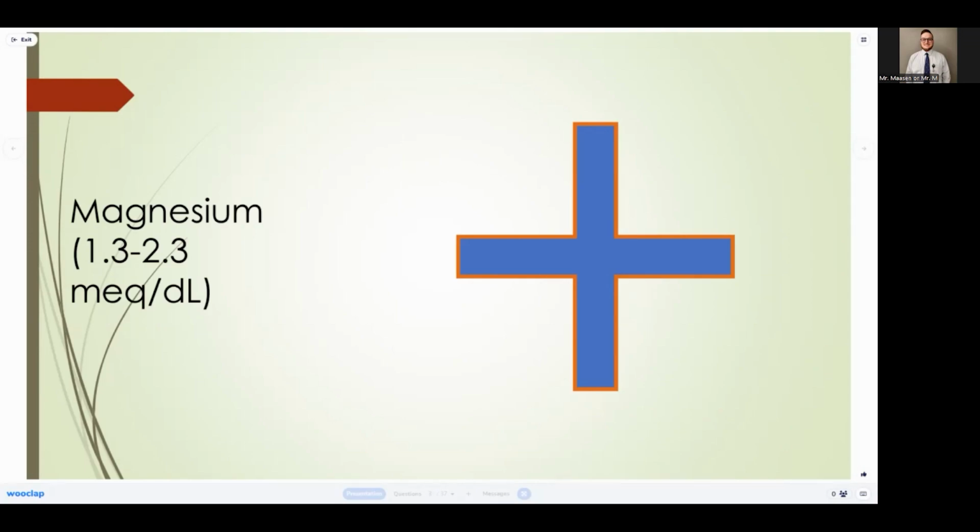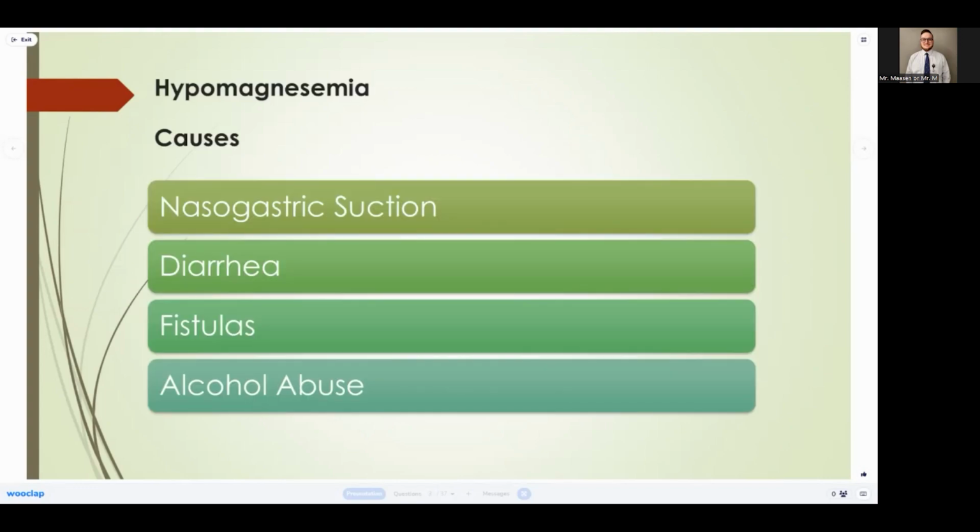Magnesium is also another one that tends to be mostly in the ICF, or intracellular fluid. Magnesium normal level is 1.3 to 2.3 milliequivalents per deciliter. Magnesium is mostly involved and helpful in muscle contractions as well.